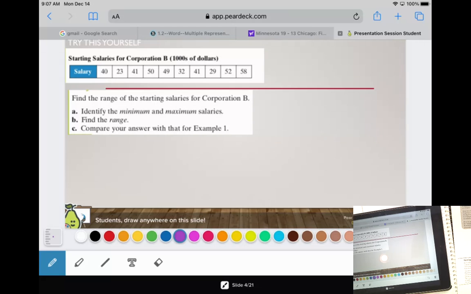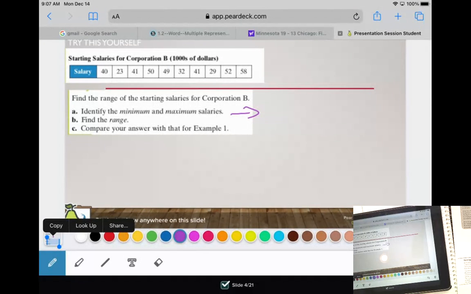Okay, that is good. We look for the maximum and we look for the minimum. I see that. That's part A: identify the maximum and the minimum. And then we find the range by subtracting them. Great, awesome.